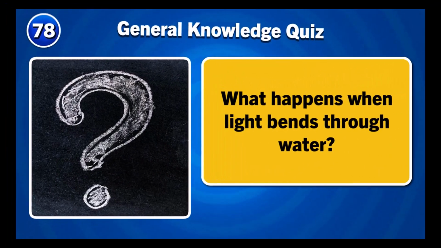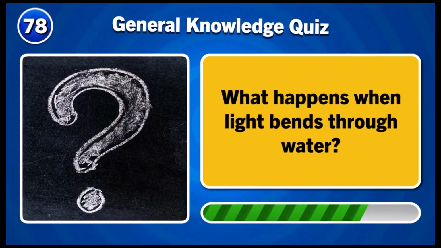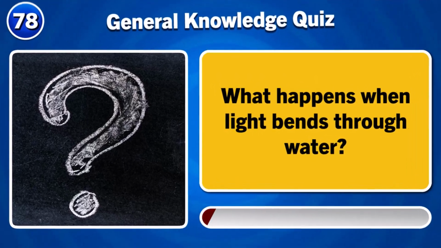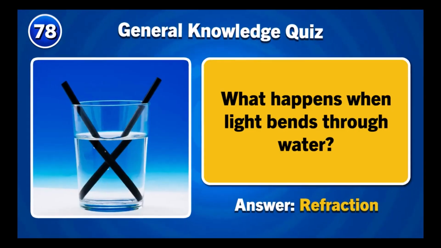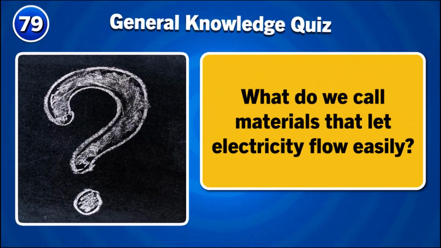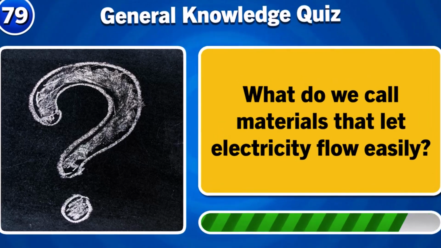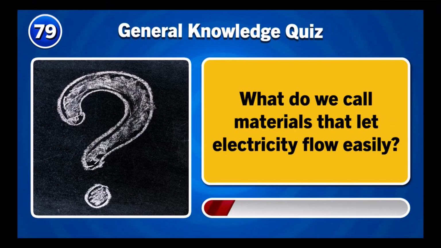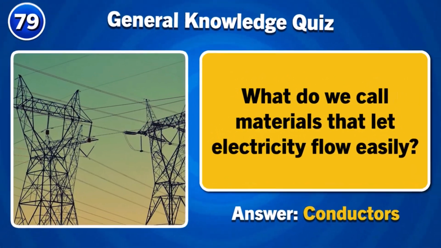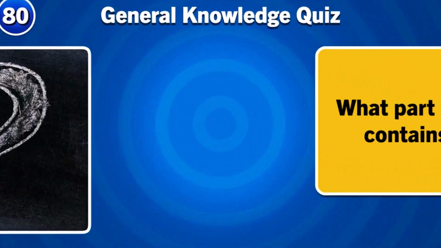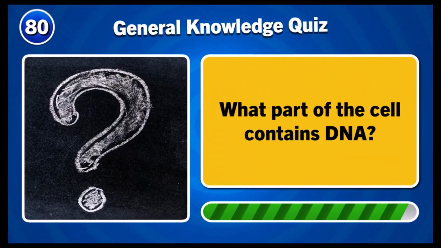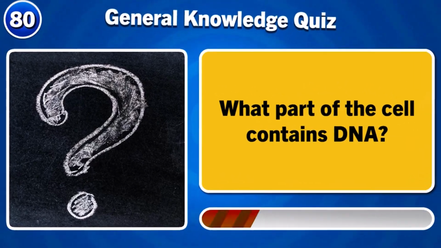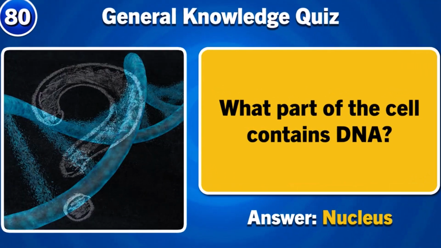What happens when light bends through water? Refraction. What do we call materials that let electricity flow easily? Conductors. What part of the cell contains DNA? Nucleus.